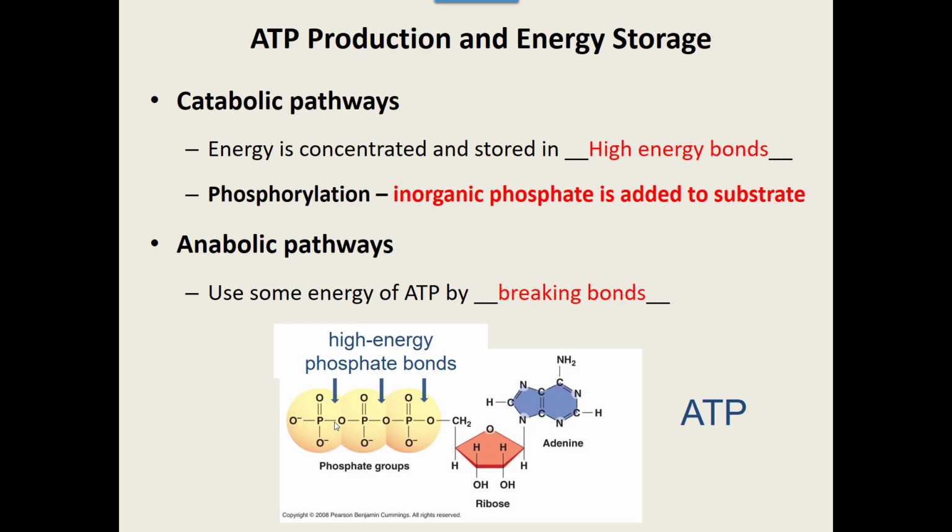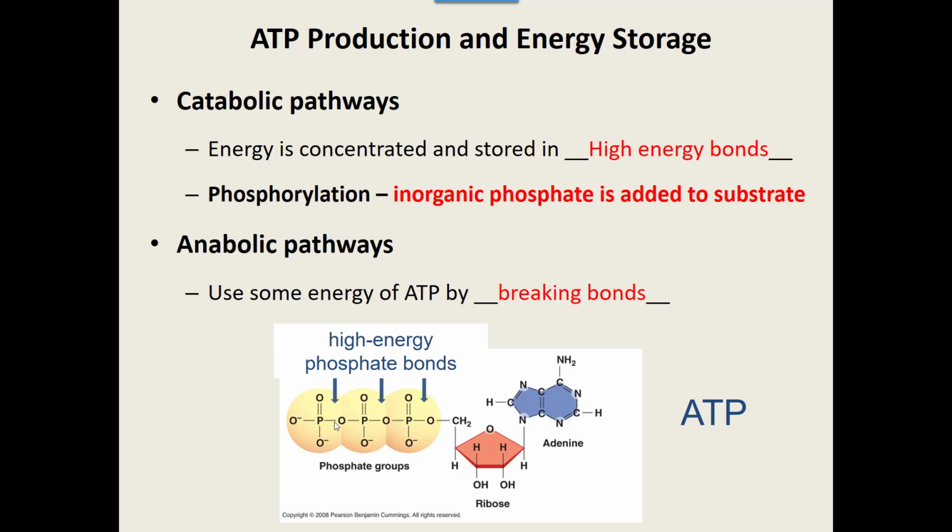We usually remove 1 phosphate group, and ATP becomes ADP, the adenosine diphosphate. On occasion we can remove 2 phosphate groups, and it becomes AMP, adenosine monophosphate. But it's this constant breaking things down, releasing energy. We're going to make ATP or break ATP down and use that energy.